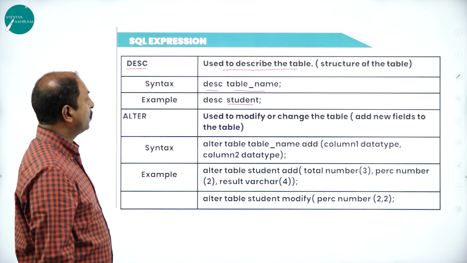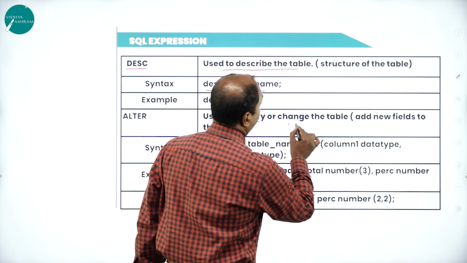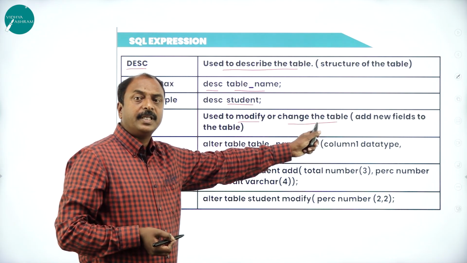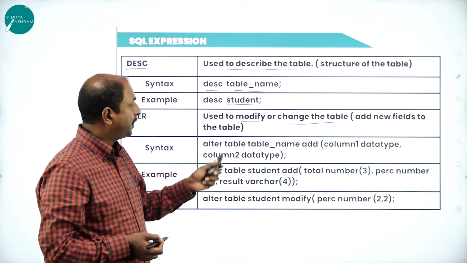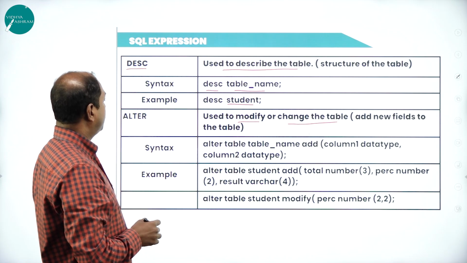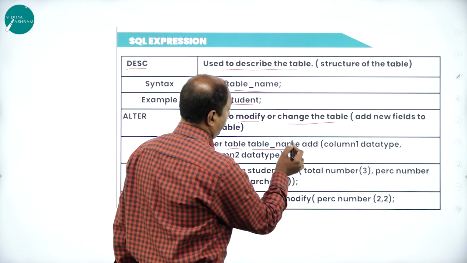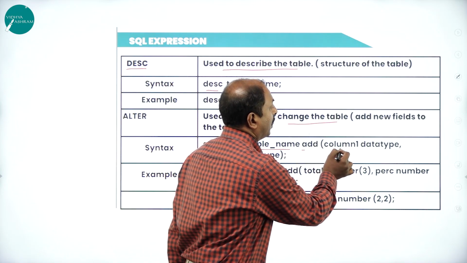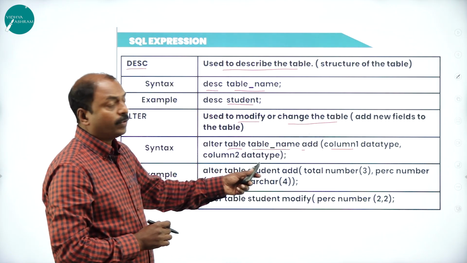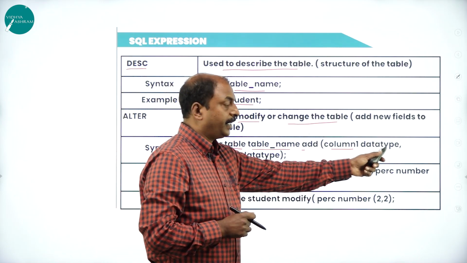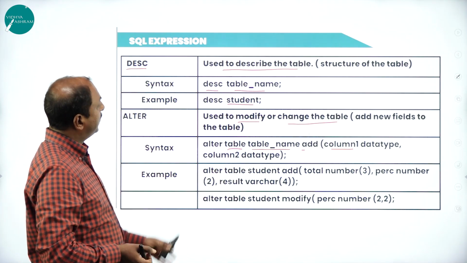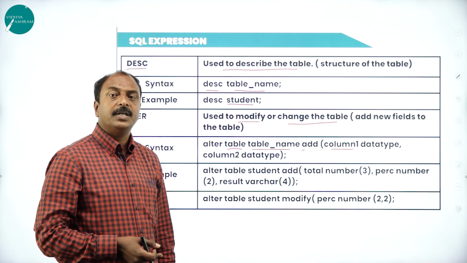Next one is the alter command. It is used to modify or change the table. Modifying or changing the table is nothing but adding a new column to the table, or we can delete a column from the table. So syntax is alter table, table name, add, and here column 1 data type, column 2 data type. So to the existing table we are going to add two more additional columns, that is column 1 with the data type as well as column 2 with the data type. So the alter command is used to modify the table structure by adding additional columns.